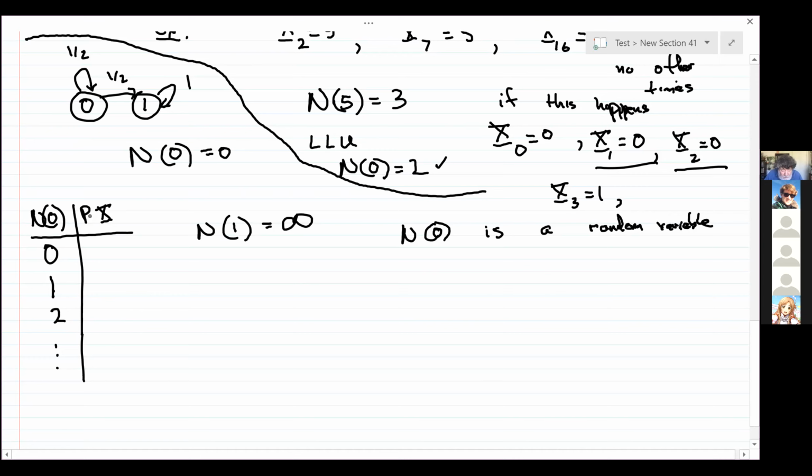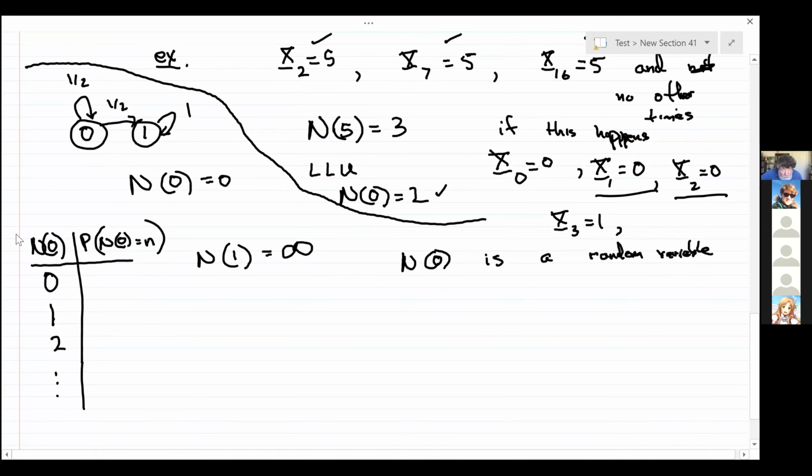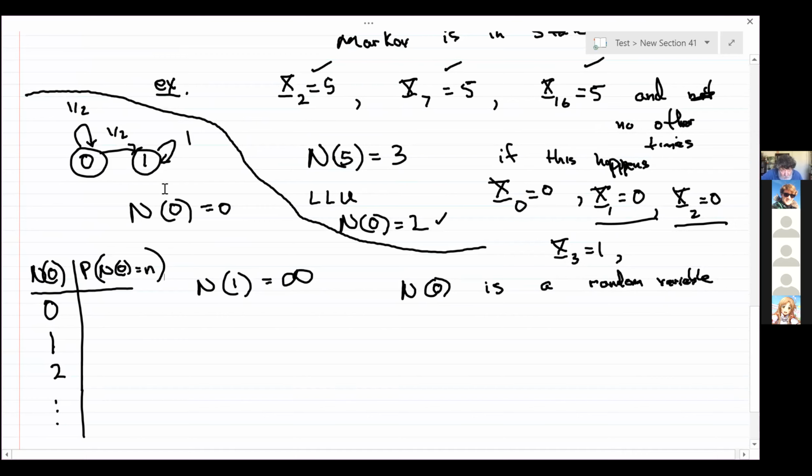It's not X, it's N. So this is the number of times we are at 0. That's what this means. So the number of times that you're at 0, let's call that little n, say. What's the chance that you're here not at all? Well, that would be the chance that you leave immediately, which would be 1/2. What's the chance that you're at 0 only once? Well, that would be the probability of looping and then leaving. So that would be 1/2 times 1/2.